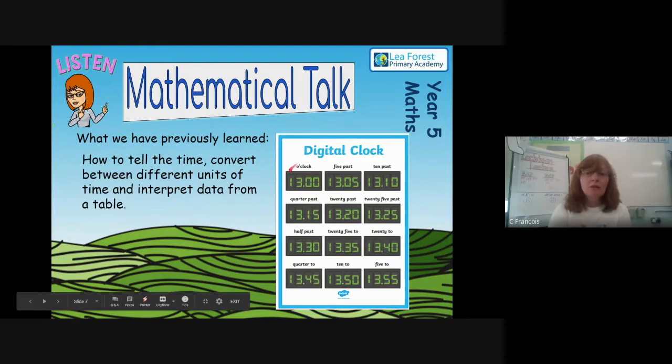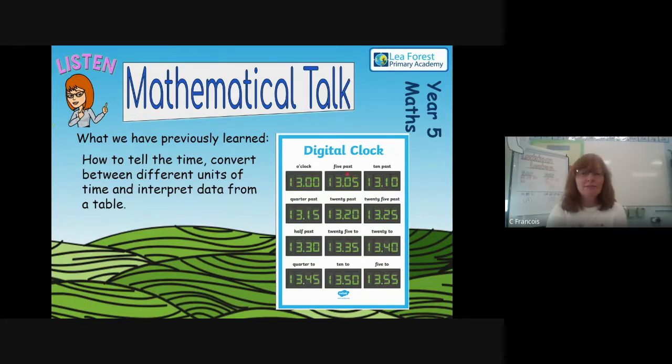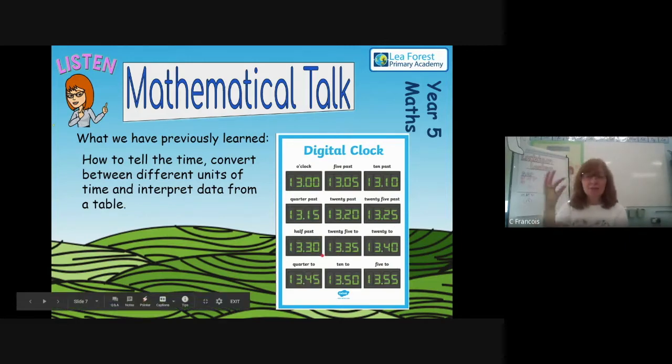So when it's an o'clock time on a digital clock, you will have 2 zeros after the point. When it is 5 past, you have a 0 and a 5. When it is 10 past, you have 1 and 0. It says 10. Quarter past, 15. 20 past, 20. 25 past, 25. They're the easy ones. So then we get to half past, which is 30, because that's 30 minutes. And so that's how we link it to the analog time.